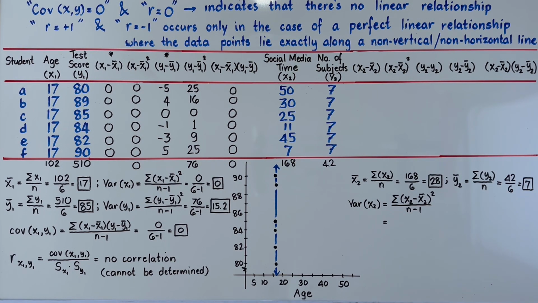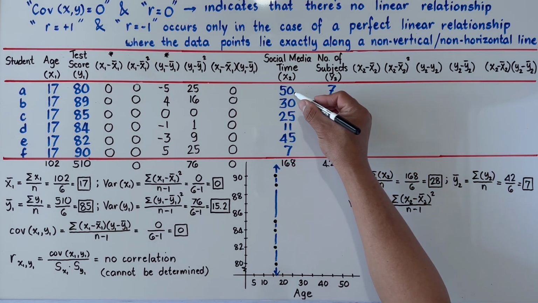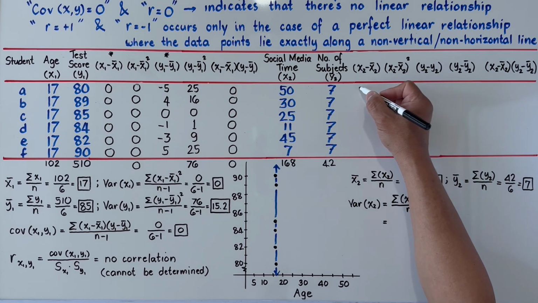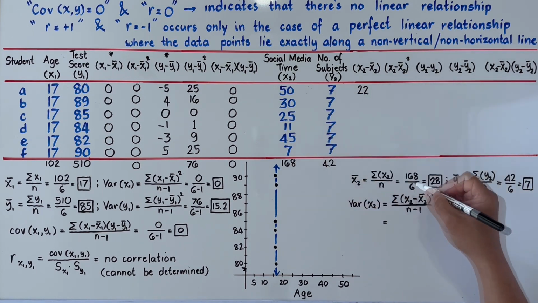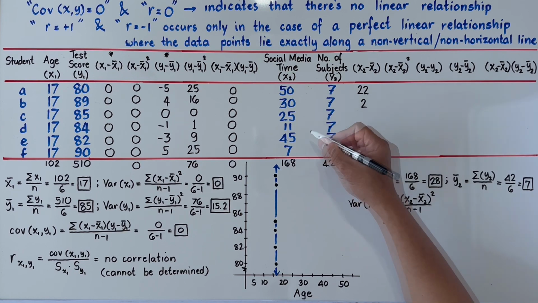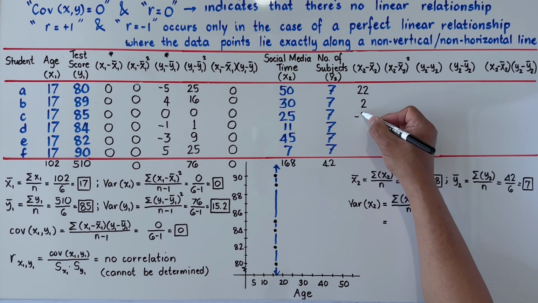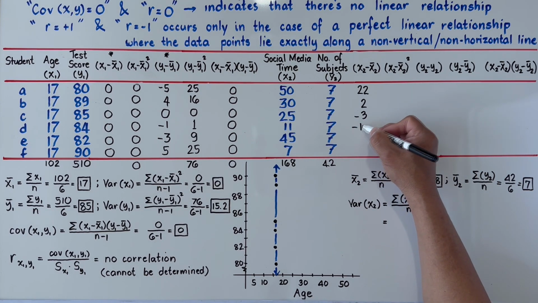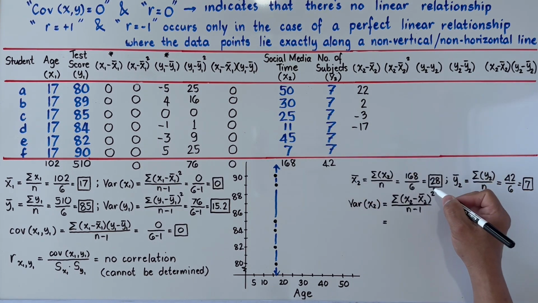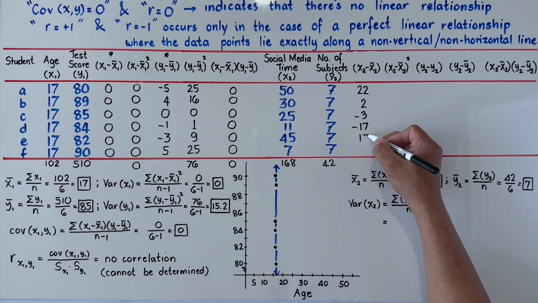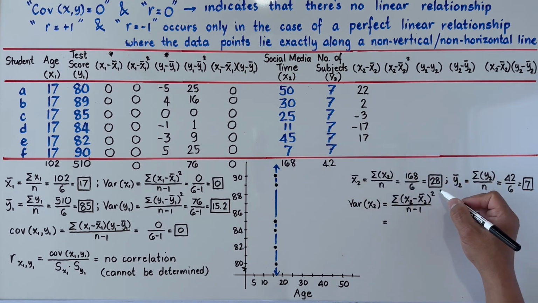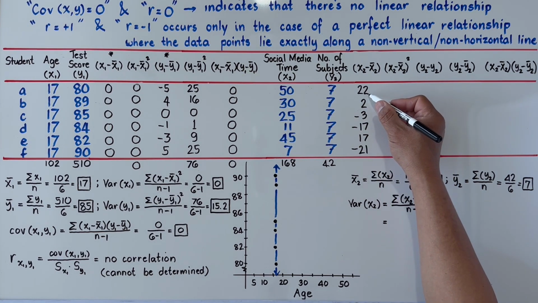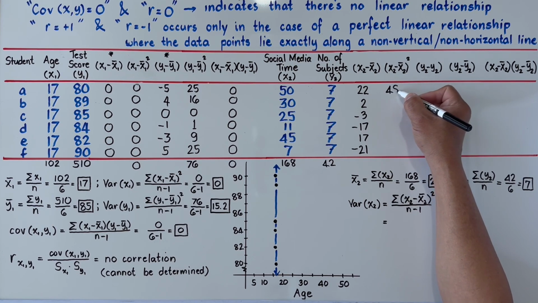So to get that, we need to subtract the mean of 28 from every x sub 2. So 50 minus 28, it's 22. 30 minus 28, it's 2. 25 minus 28, that's negative 3. 11 minus 28, that's negative 17. And 45 minus 28, that's positive 17. And 7 minus 28, that's negative 21. And squaring 22, we have 484.